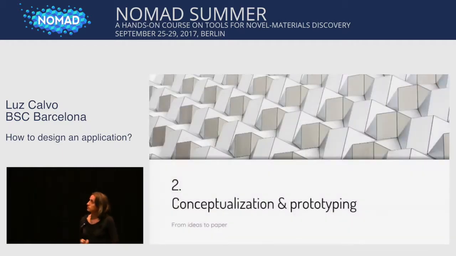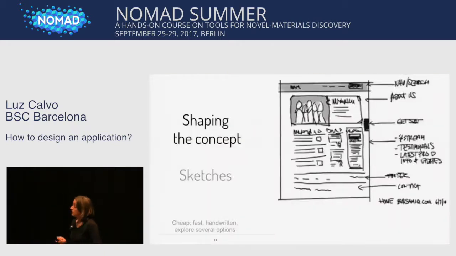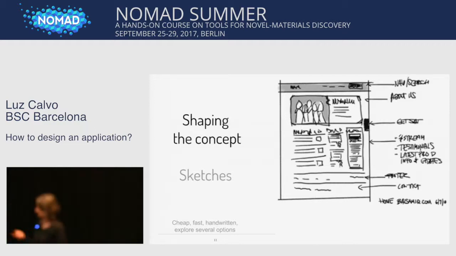Then we go to the conceptualization and prototyping steps. We go from something like this, that we call sketches. These are cheap, fast, handwritten, and let us explore several options very quickly, and we don't fall in love with our designs. We can share them with our team and get feedback in early stages of the process, so they are very good.